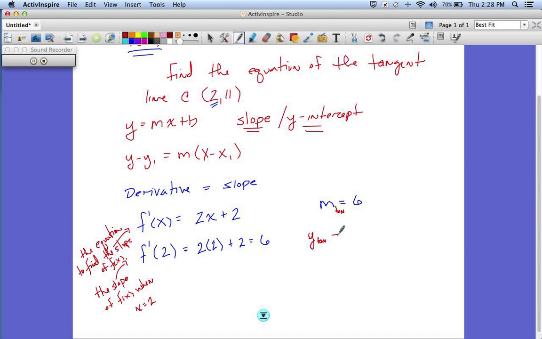Y tangent minus, well, my y value, notice, is 11, equals my slope of the tangent, which is 6, times x minus my x value, recall, was 2. So the equation of my tangent line is 6 times x minus 2 plus 11, or if you distribute and solve a little bit, you get 6x minus 1. And that is the equation of my tangent line.